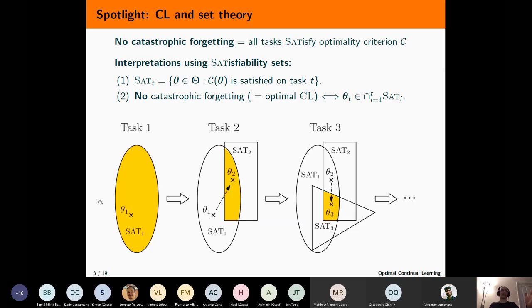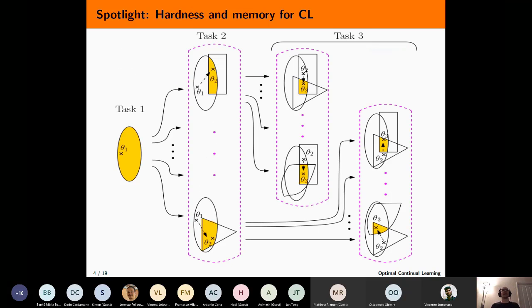Because after the first task, you want to be anywhere in this first set. But then as you move to the second task, you need to not only be in the first satisfiability set, but also in the second one, which tells you that you're also not making too big an error on the second set, and so forth. And as you move forwards through your sequence of tasks, you're essentially forced into having parameter values or models that are in smaller and smaller intersecting spaces. And that is the main intuition underlying most of the work that you're going to hear about today.